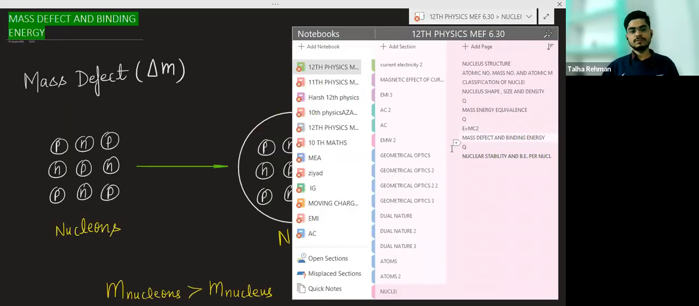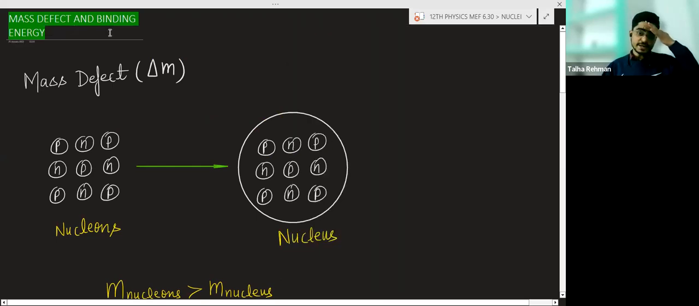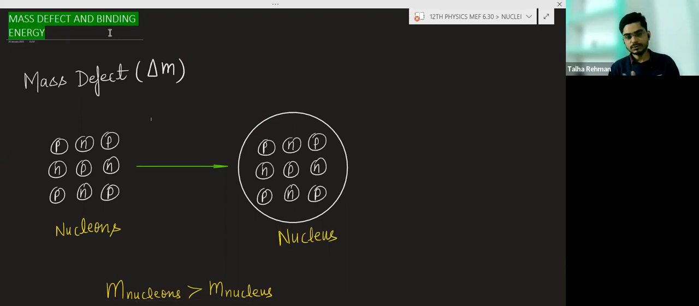After that, mass defect and binding energy. This is a very interesting topic. Mass defect and binding energy. So first we will discuss mass defect, then we will discuss the binding energy. Okay, so now see what is mass defect.